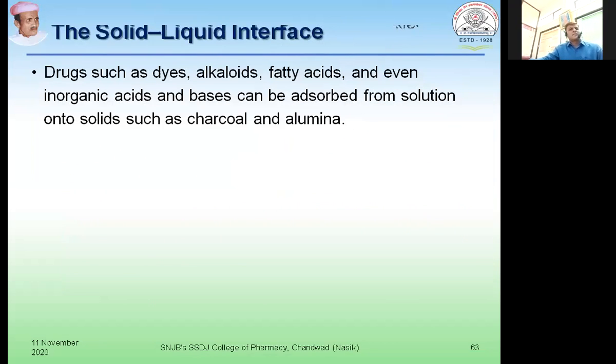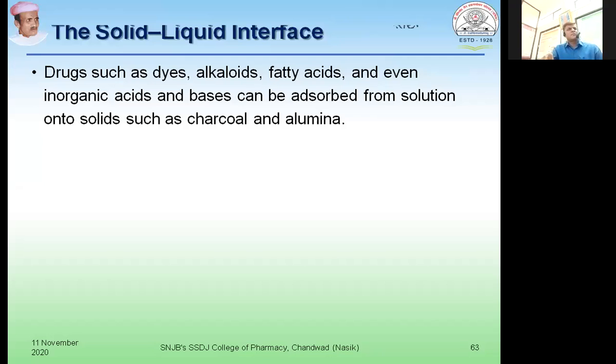So drugs such as dyes, alkaloids, fatty acids, and even inorganic acids and bases can be adsorbed from solution onto solids such as charcoal and alumina. So it is not only during poisoning treatment that we use this adsorption concept. The adsorption principle can also be used when we are interested in knowing the quantity or content of alkaloids or fatty acids or some kind of drugs in a formulation. They can be adsorbed onto solids such as charcoal or alumina.